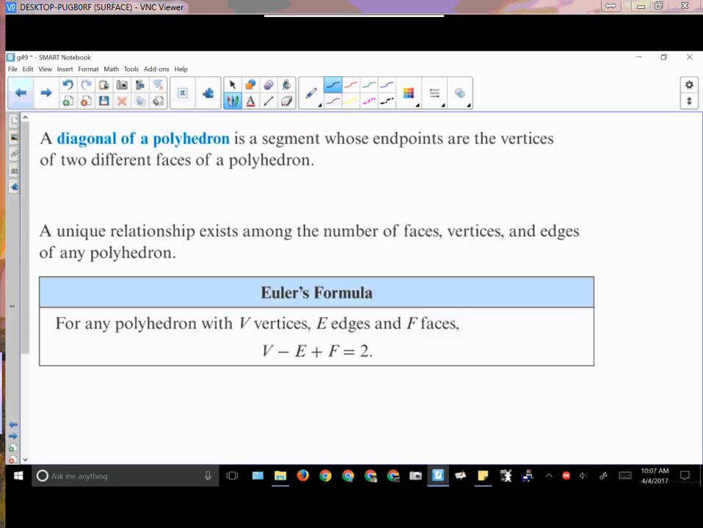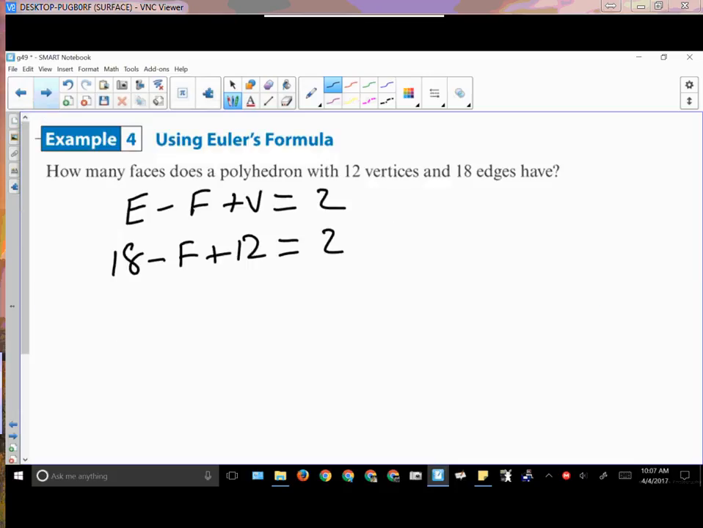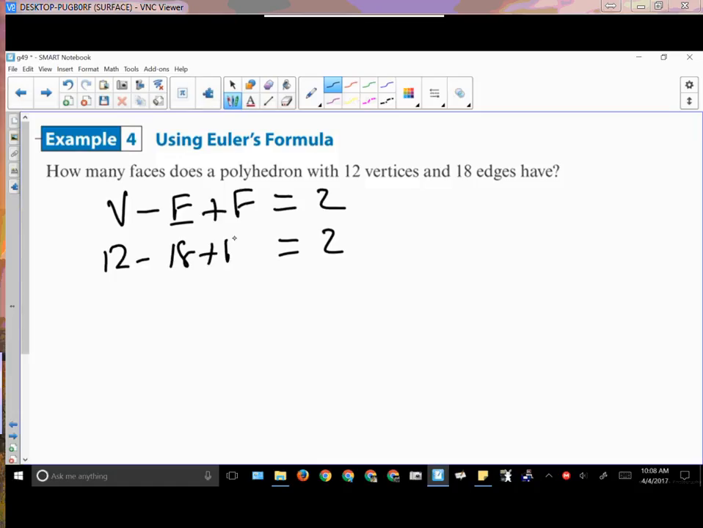Yes. Well, when I asked you if I wrote it down correctly, you said yes. Oh, you raised your hand? Oh. So V minus E plus F. So you want V minus E plus F. Is that better? Good. So vertices, 12 minus E, which was 18, plus F.